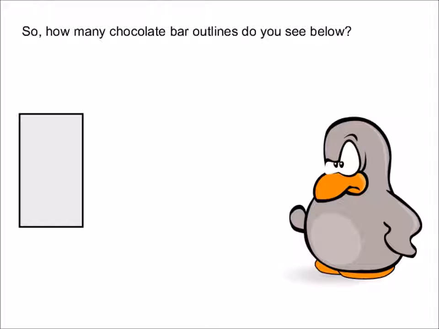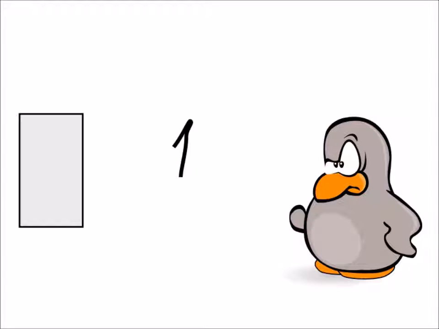Well, the answer should be 1. This is because you only have one outline of a chocolate, nothing more. The outline again is represented here by a shaded rectangle. So we write 1 here to represent what we have. Now, would you like to know something interesting?